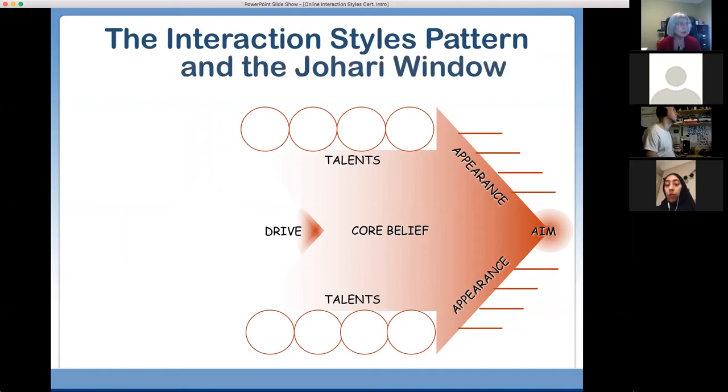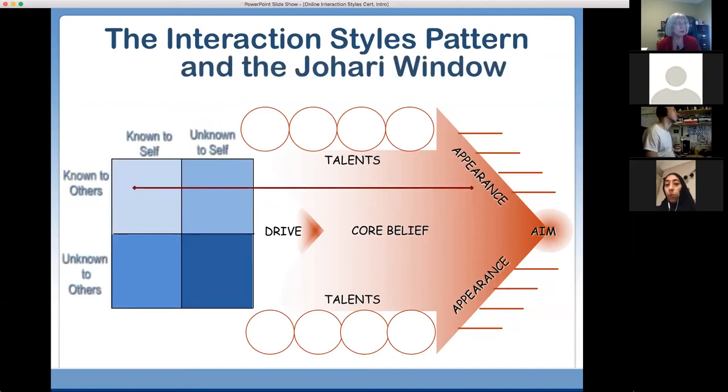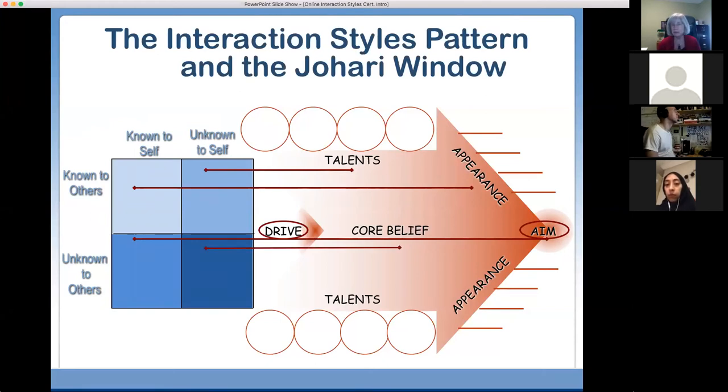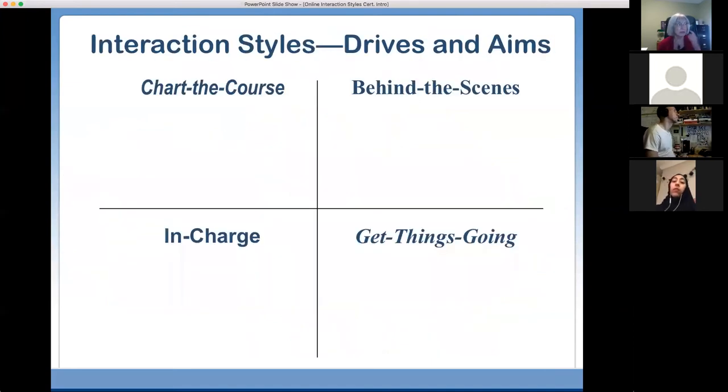All right, so if we look at that with the Johari window, everybody can see the behaviors, right? Even you can notice behaviors if you stop and look for a moment at yourself. Unknown to self is talents, and we tend not to know our talents. We take those for granted. And unknown to others is this drive and the aim. You may not have a language for it, but you'll recognize it pretty quickly. So you kind of know. But then what we don't know is this core belief that's behind it. So that's the pattern. So what are the 4 patterns?